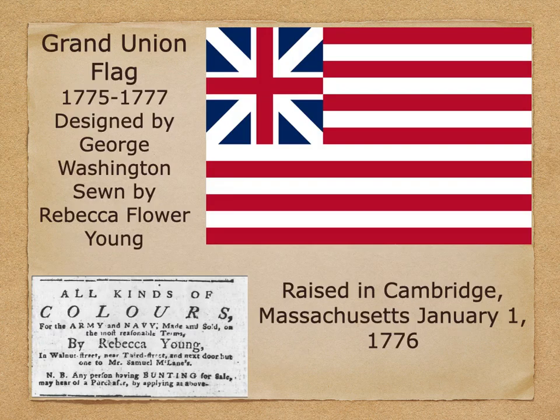Shortly after Bunker Hill, George Washington assumed command of the new Continental Army. According to her descendants, he commissioned a well-known flag maker, Rebecca Flower Young, to design a flag. She made the Grand Union flag. It was easy to sew by adding 6 white stripes of rebellion to a British red ensign. Washington raised the flag on January 1st, 1776, over the American Army camp in Cambridge, Massachusetts.